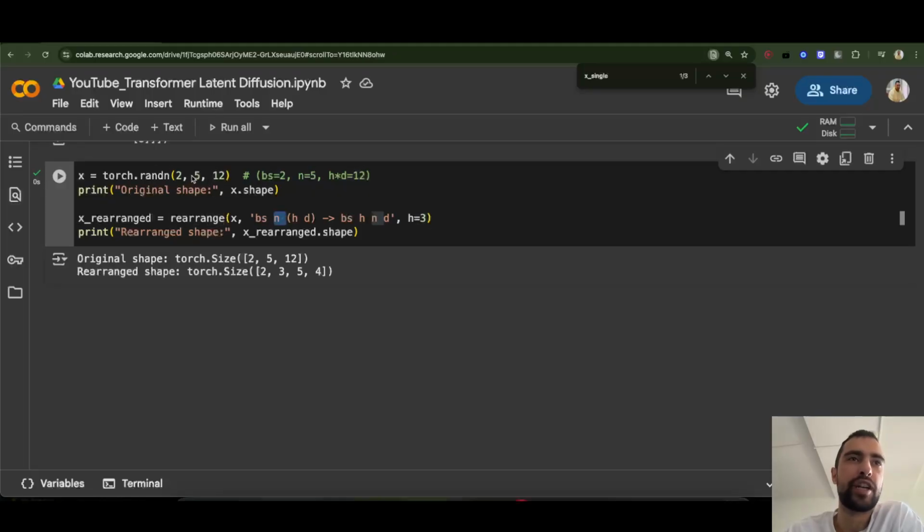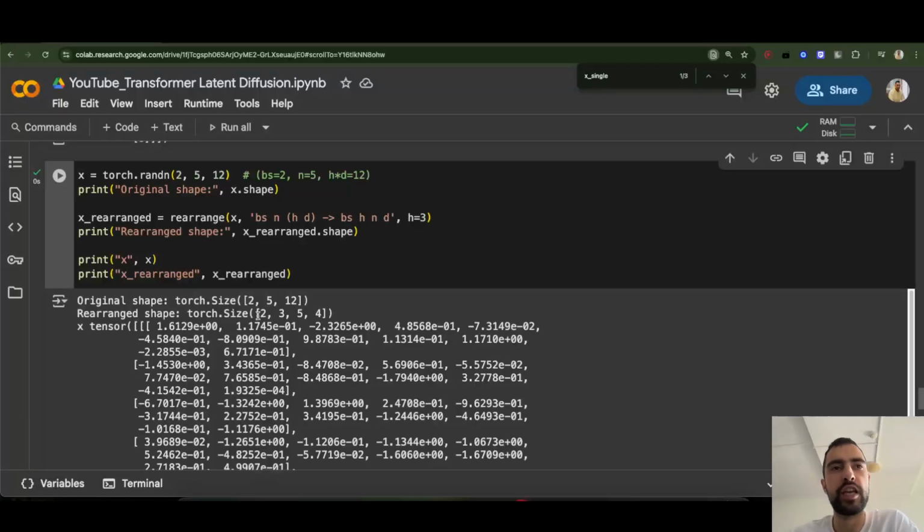Basically here we have batch size, and we want to rearrange. So n is going to be attached to this 5, and this will be attached to this 12. So we will split this 12 into h and d, and h is going to be 3, so d will then be 4. And then we will rearrange: batch, and then head number. You see, we put head here, so this is the 3. And then n, this is the sequence length, and dimension. So we are splitting it by heads. So that's how it works.